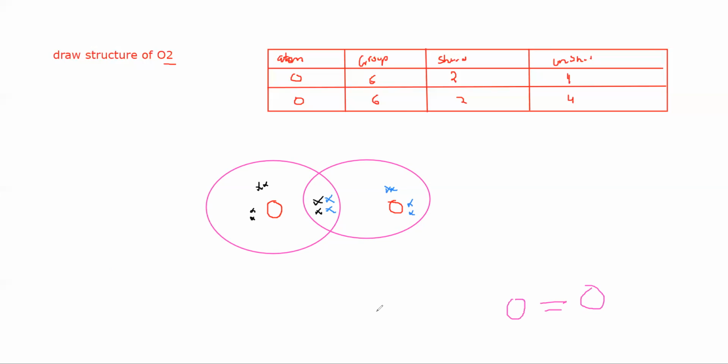Take the screenshot. I will explain and give another example. Sir, yes. Why is the shared 2 and the unshared 4?